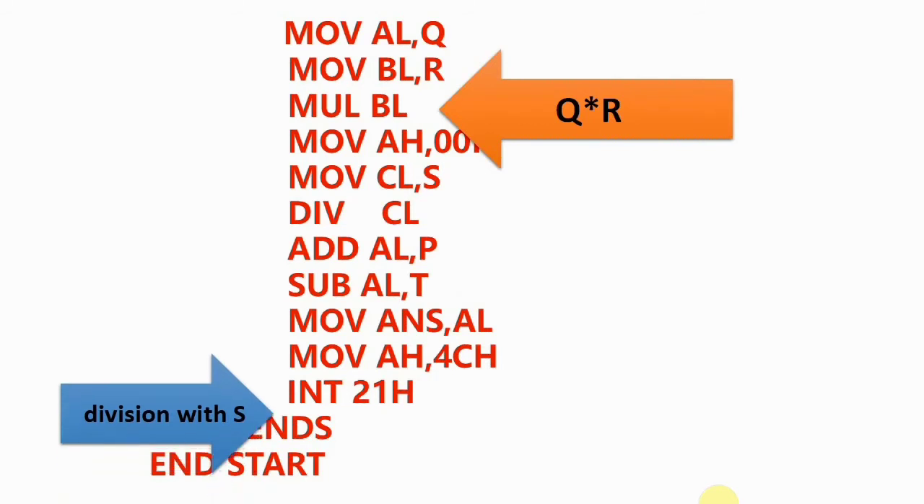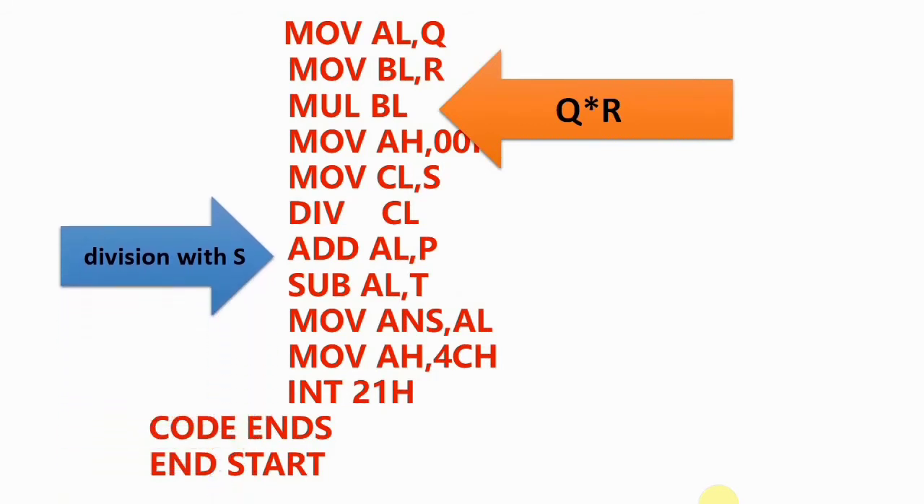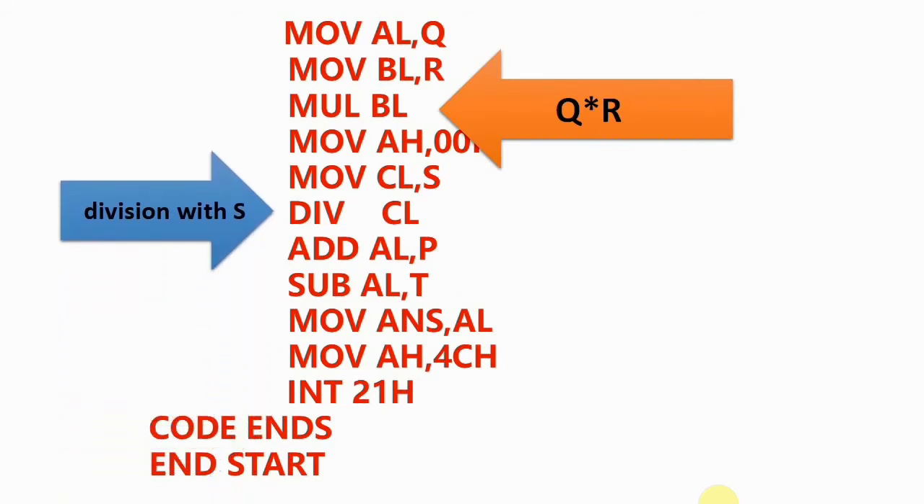Next we need to perform the division operation. When you're performing division operation, you should clear the AH part, because AH will take the remainder value. So clearing AH is MOV AH, 00H. Then you need to take the divisor into CL, that is S. So we are moving S into CL. Then DIV CL will divide the product of Q star R. So that is DIV CL, division with S.